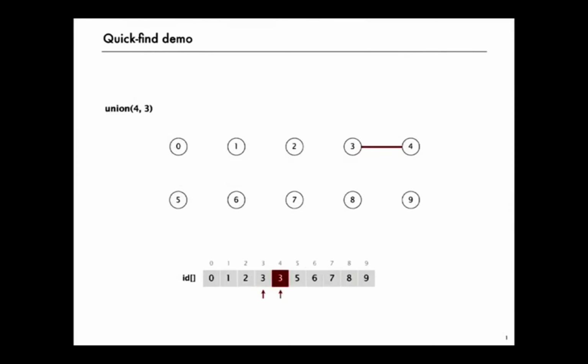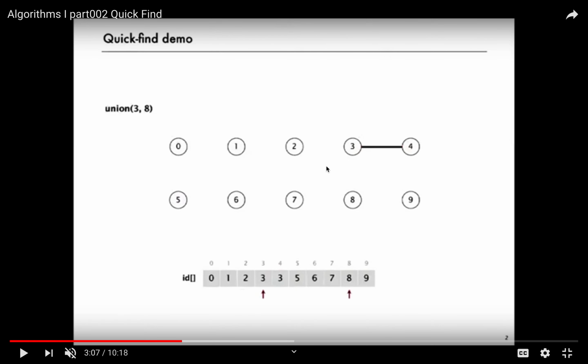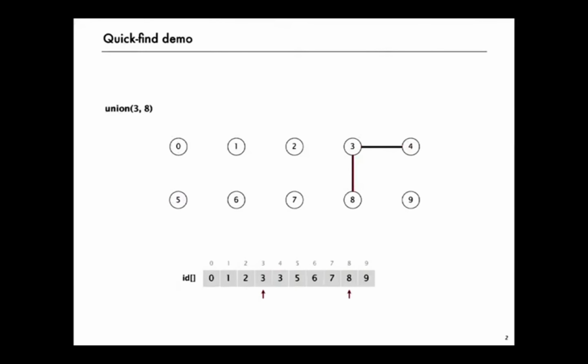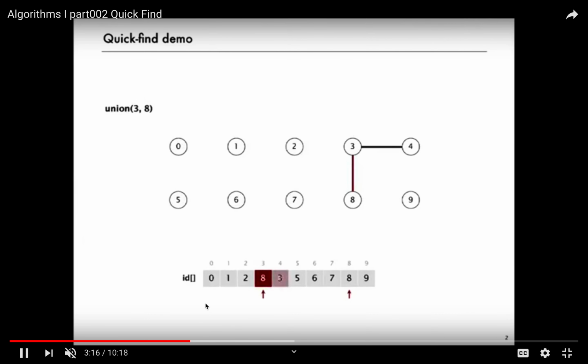Just like that, you have to follow the same process for all the unions. So union 3, 8. The ID of 3 is 3, and the ID of 8 is 8. So the ID of 3 should be replaced with the ID of 8. So let's see what happens. The ID of 3 should be replaced and the 8 comes here.